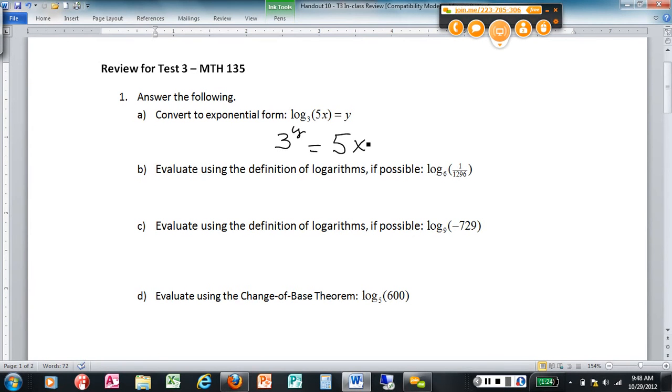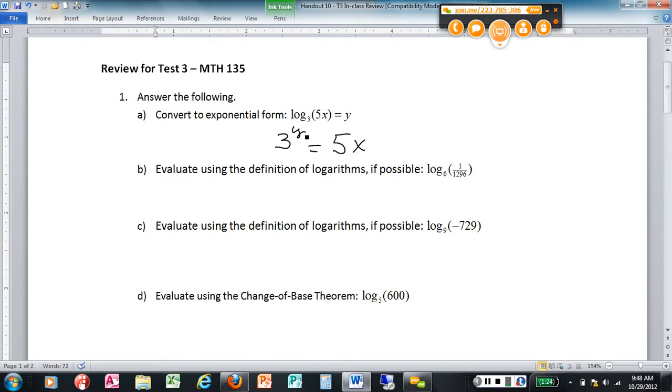So it's a conversion from one form to the other, and of course vice versa. This exponential form also goes back to log form. So that's the way it works. The base, of course, is the base of the exponent, and then the y over here is the actual exponent, and then that equals 5x.